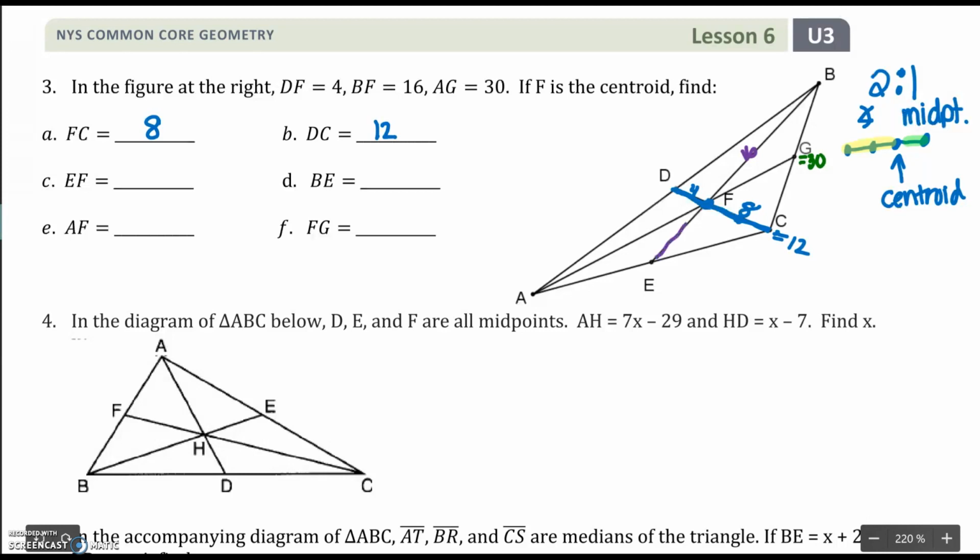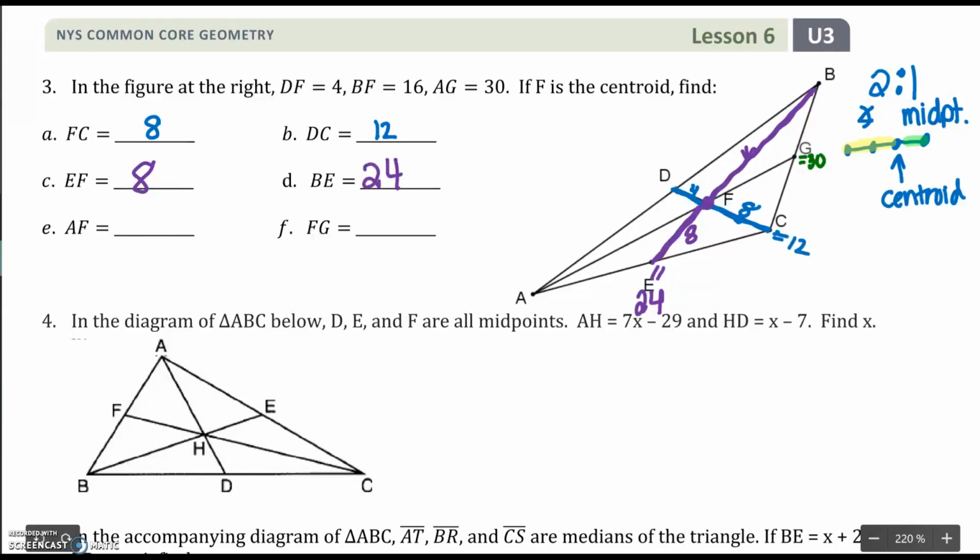BE. If you look at all of BE, that's an entire median. Between the centroid and the angle is always the larger portion, and that's 16, and that's twice as big as between the midpoint and the centroid, which would make this FE 8. EF would be 8. And then the entire length of BE, if you put the 8 and 16 together, would be 24.